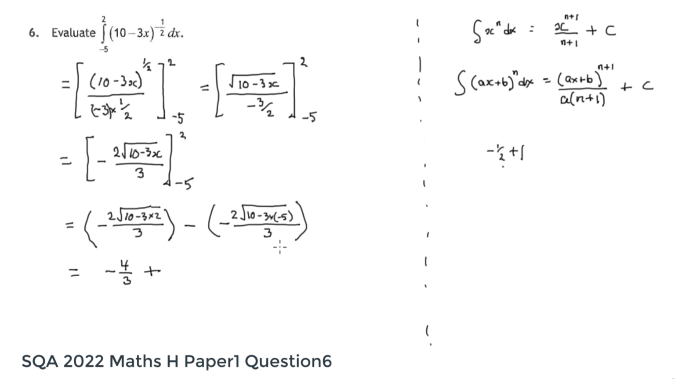Under the square root sign, what have we got? We've got 10, and a negative 3 times a negative 5 will be a positive 15. So we've got 10 plus 15 is 25. The square root of 25 is 5. We've got 2 lots of 5. That's 10. And 3 on the bottom. Well, we're almost there. We've basically got 10/3. Take away 4/3. We'll get 6/3. That's 2. Isn't that satisfying?